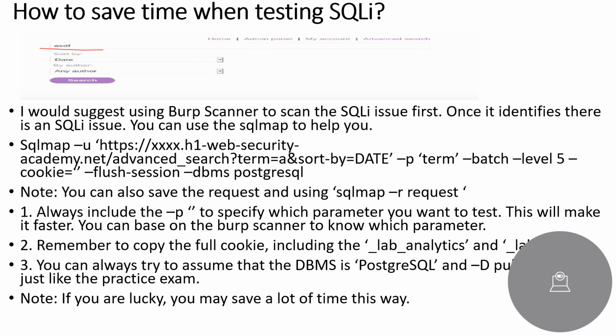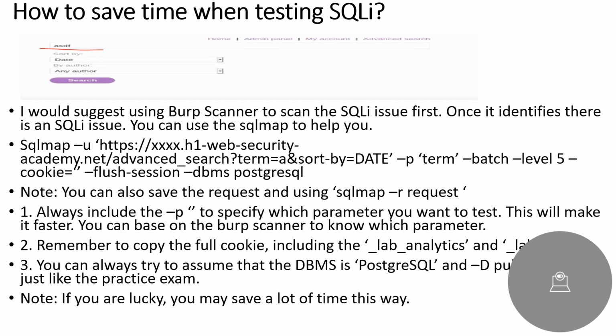After you do this, you can just put the request into SQLMap and try to run it. Here, I would suggest you take this SQLMap command as an example, and just replace the parameter. You can also try to save the request from Burp and just put it into SQLMap. It all depends on what you like. You can do it either way.